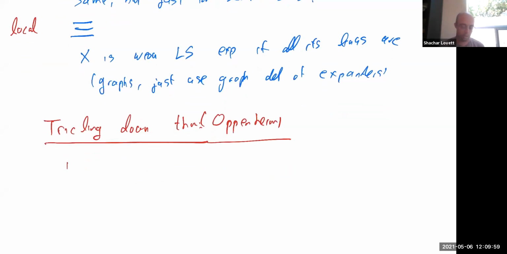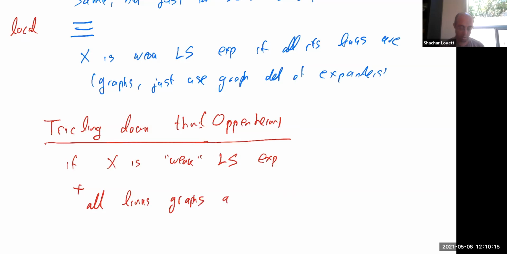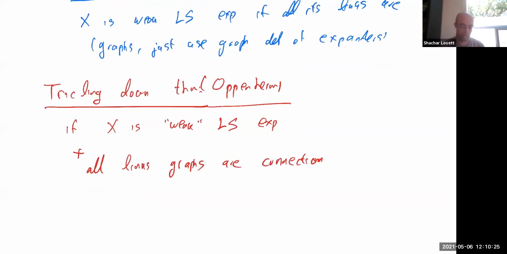It says that basically if X is what we call this weak notion, a weak local spectral expander, plus all links' graphs are connected. So we don't even care about their expansion. We just care that there are not two disconnected parts in them. This implies that X is this notion of a strong local spectral expander.